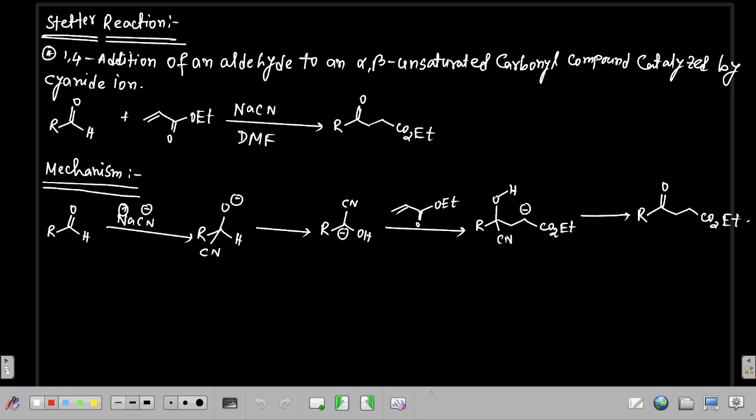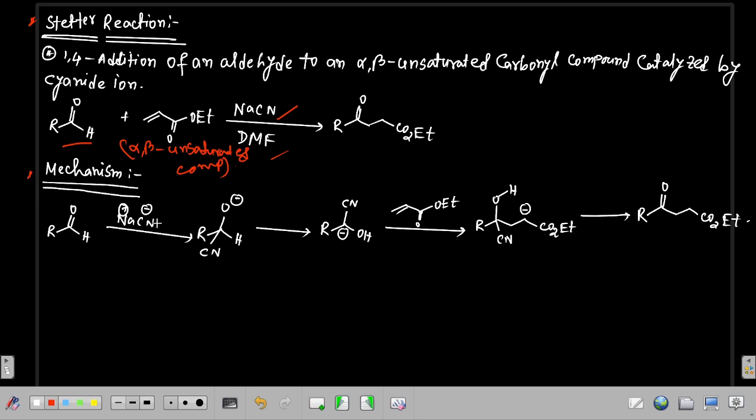Now the Stetter reaction. This is our next reaction. This is a 1,4 addition of an aldehyde to an alpha beta unsaturated compound, which is catalyzed by cyanide. In presence of DMF, it will form a CC bond. So now we'll see the reaction mechanism of these reactions.